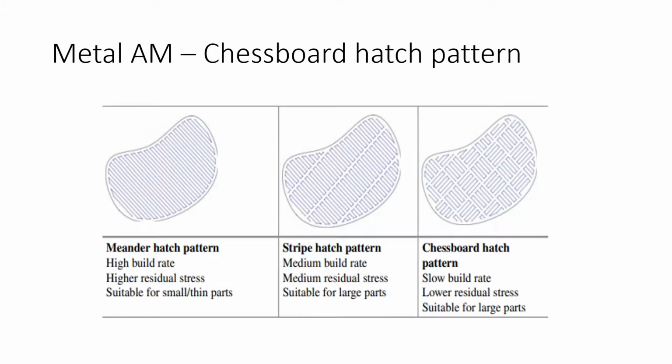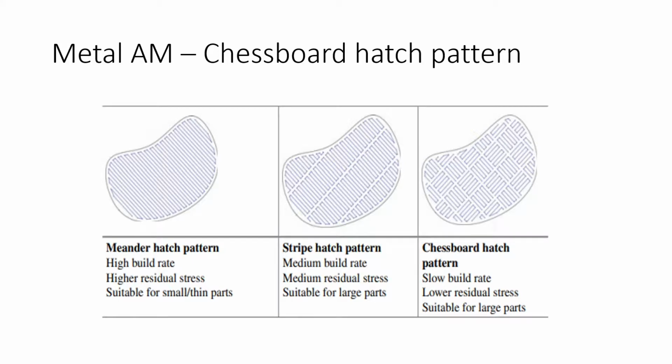Here is an illustration of those chessboard hatch patterns that I just mentioned. So what they do essentially is they allow the different residual forces to face different directions, and so overall they don't accumulate like they would in the meander hatch pattern or the stripe hatch pattern. So they're in all these different directions.